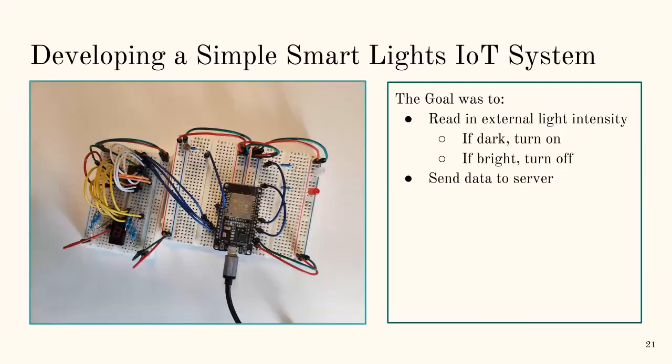We tested this on a simple smart lights IoT system. The goal of the system was to read an external light intensity. If the external light intensity was dark, it will turn an LED on. If it was bright, it will turn an LED off. It would also send data to a server.